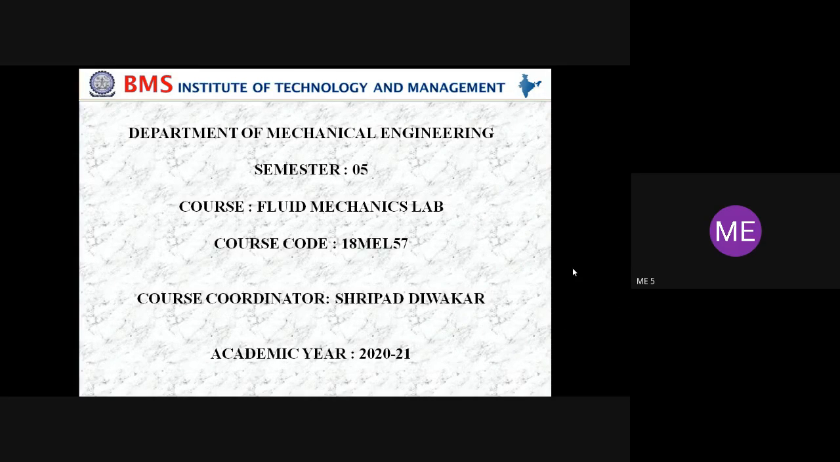We have different types of turbine. One is the hydraulic turbine, second is the steam turbine, and third is the gas turbine. In hydraulic turbines, the working fluid is water. In a steam turbine, the working fluid is steam. And in a gas turbine, the working fluid is air or gas.